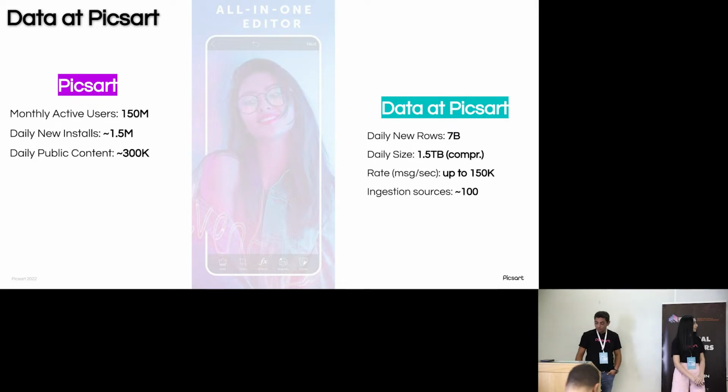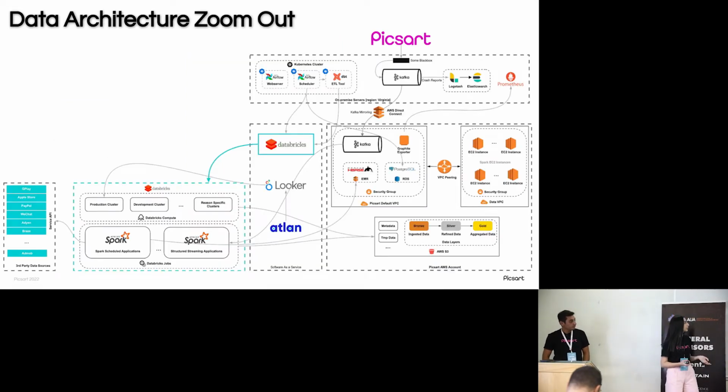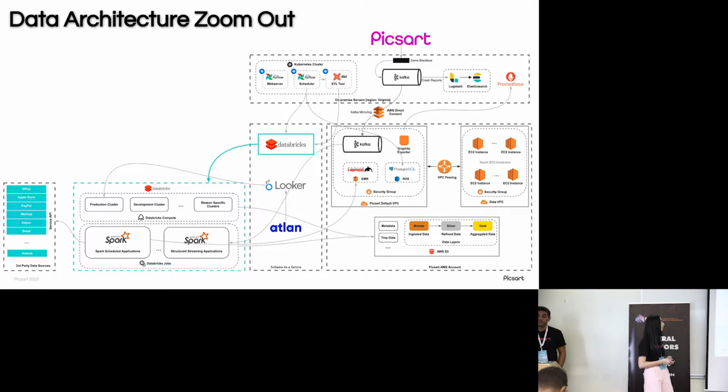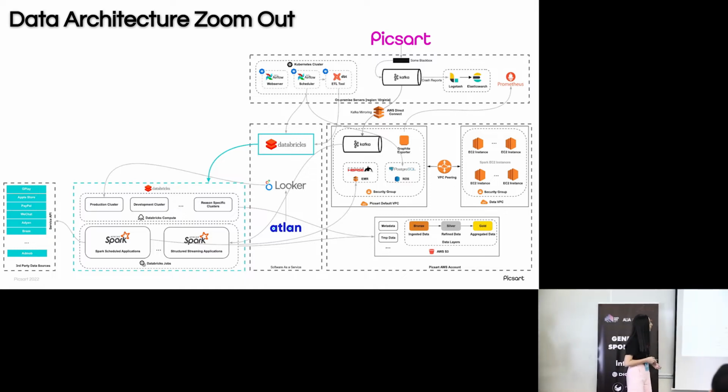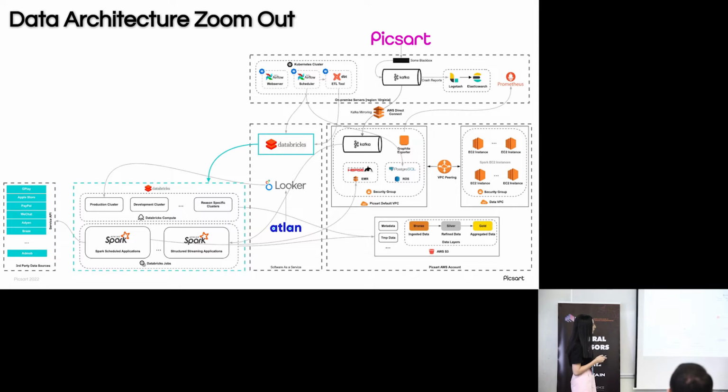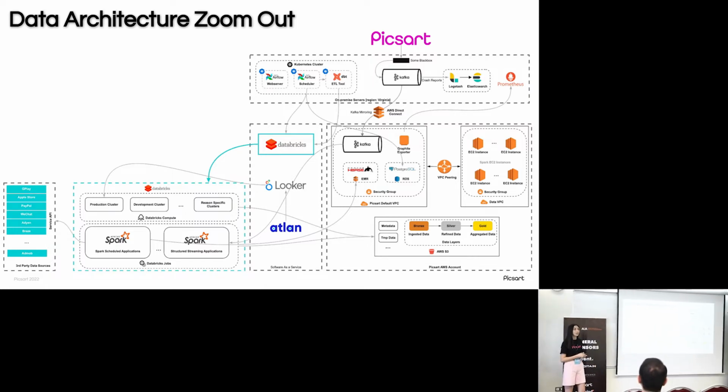So next, we are going to talk about our architecture, zoom out. Let's have a brief overview of the data engineering architecture inside Picsart. The three main components that we have here are on-prem services, AWS services, and SaaS products like Looker and Platform. Two main data ingestion pipelines that we have: one from third-party sources like Apple Store, PayPal, and so on, and the main data we process with Kafka with structured streaming.